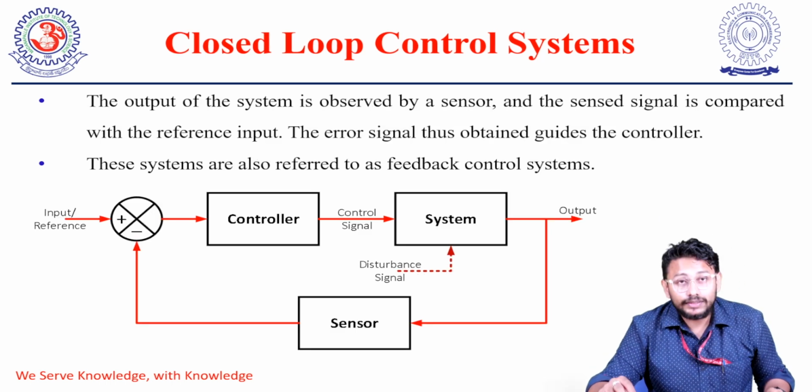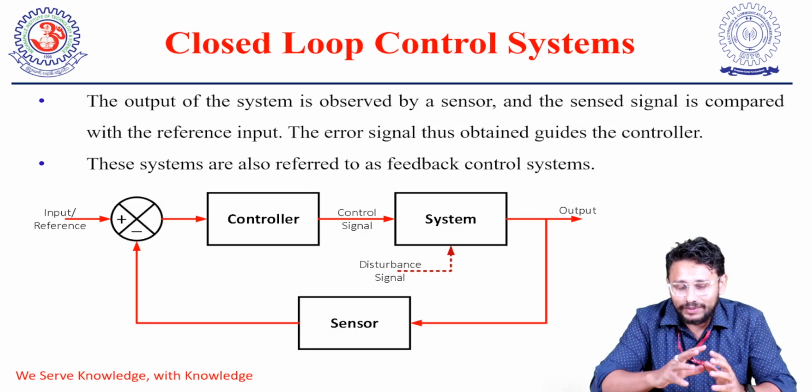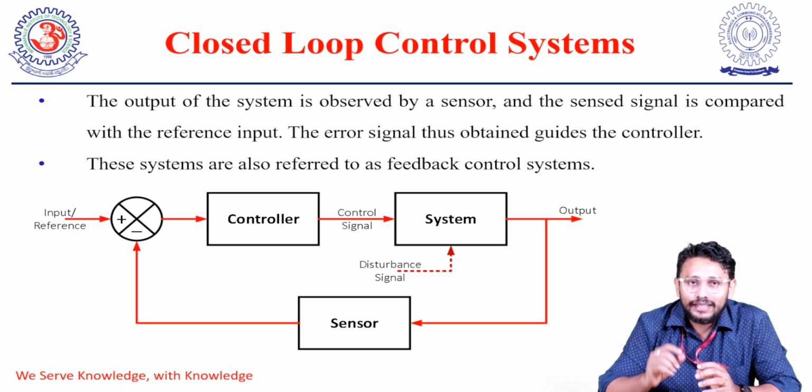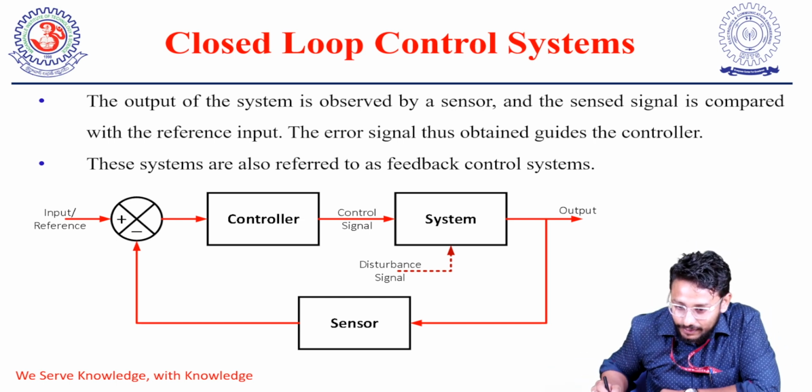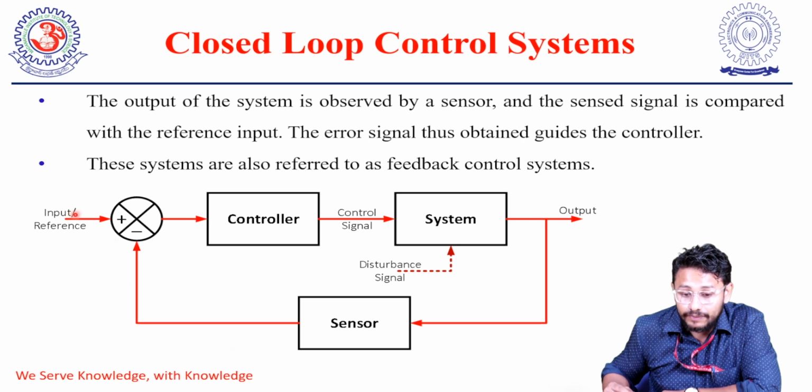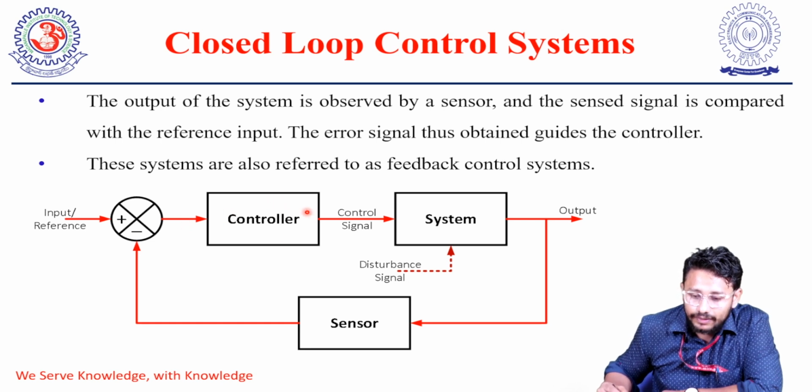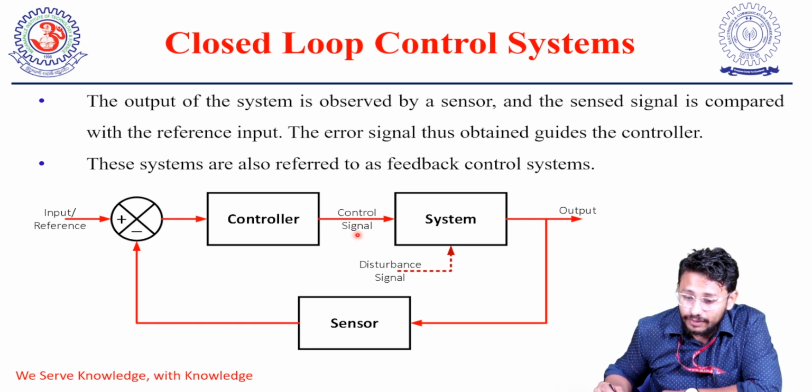Next is the closed loop control system, which is exactly different from that of an open loop system. Here, the output, as you would see, will be observed continuously by the controller. With the help of the sensor mechanism, the output is being sensed and compared with the input or the reference, and an error signal is generated here. This would be fed to the controller, and the controller action or control signal would now consider the output.